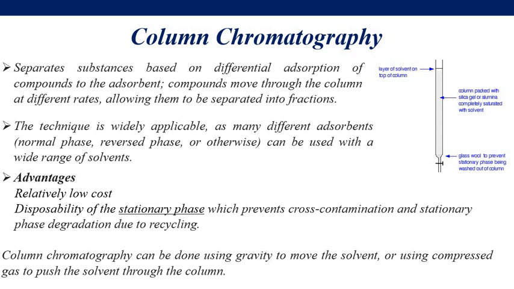The types of chromatography mentioned are categorized in column chromatography, as they use a column for the separation of the compounds from their mixtures. The column chromatography involves a column which separates the substances based on their differential adsorption to the adsorbent or the stationary phase. The compounds move through the column at different rates, allowing them to be separated into fractions.